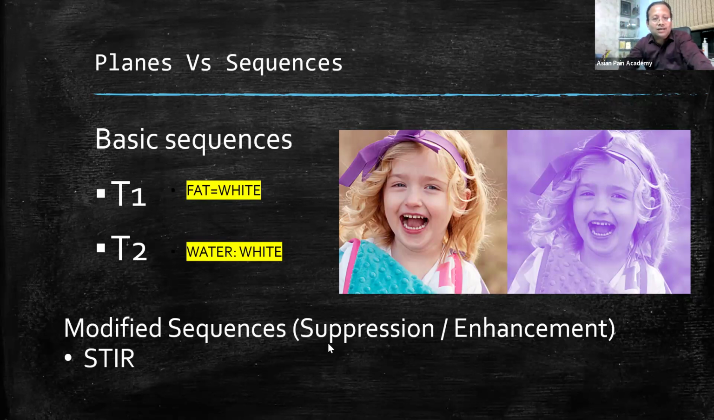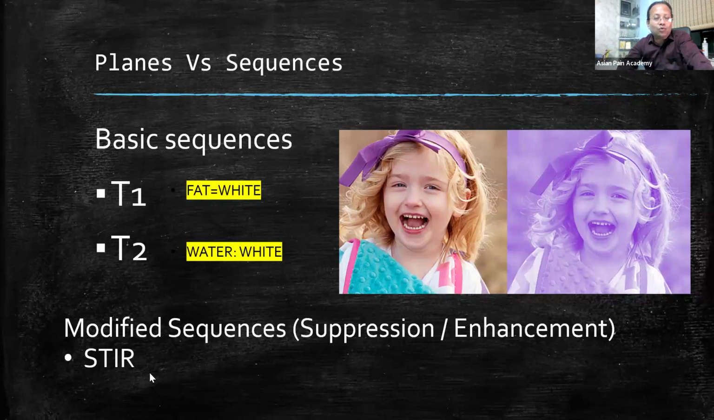Then there are modified sequences, and one modified sequence we always use is called STIR. Different types of modification can be done, like suppression or enhancement of either fat or water. You enhance the fat or you suppress the fat; you enhance the water or you suppress the water. So these things can be done.